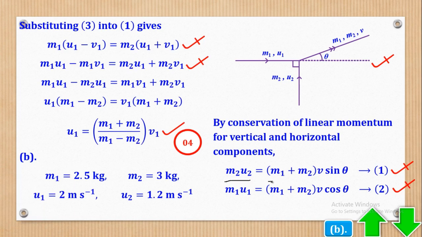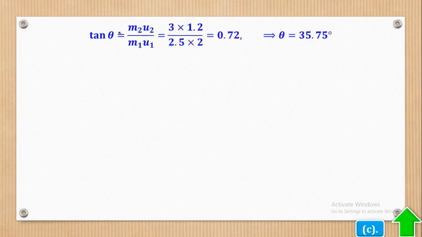So these two equations, we can divide them. When I divide equation 1 by equation 2, I'll come up with, this side, m2u2 over m1u1. By this side, the m's will cancel and the v will cancel, so I remain with sine theta over cos theta, which is the same as tan theta. So here we will say that tan theta is equal to m2u2 over m1u1 as we saw before. Then I will substitute for m2u2 and m1u1. When I use a calculator here, it will give me 0.72.